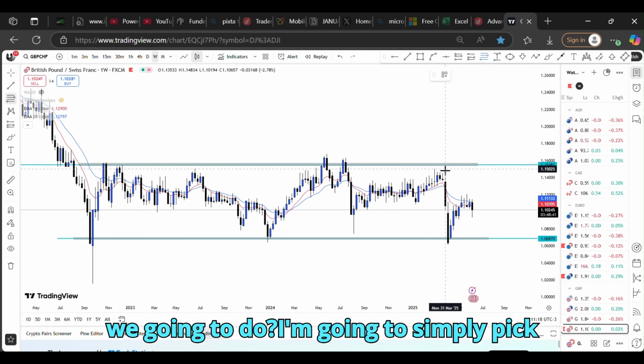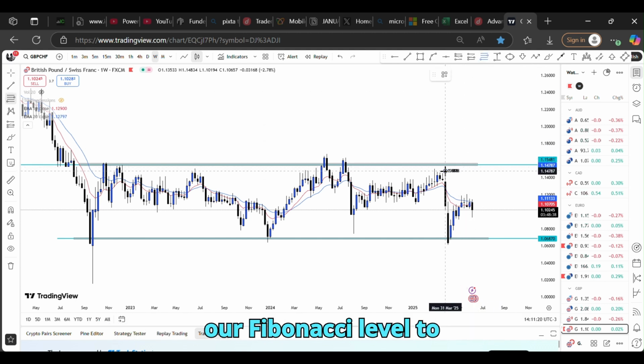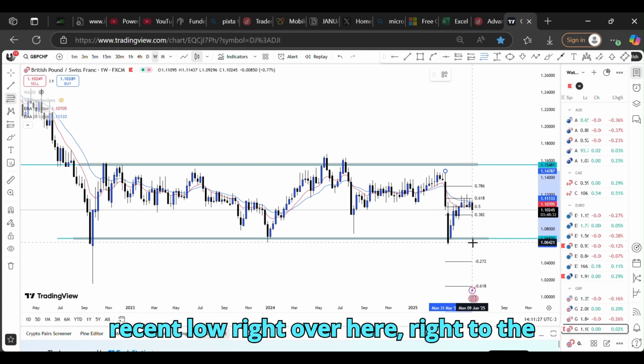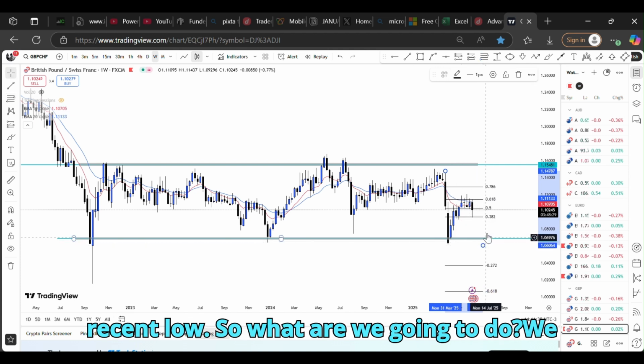So what are we going to do? We are going to simply pick our Fibonacci level and put it from the recent high to the recent low, right over here, to the recent low. So what are we going to do?